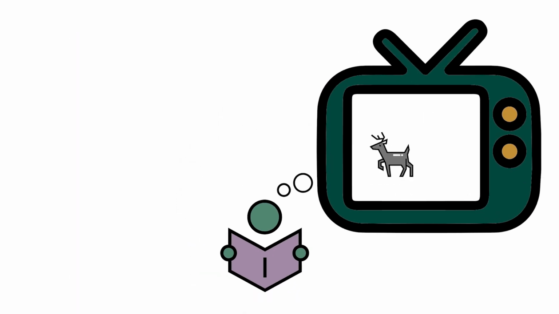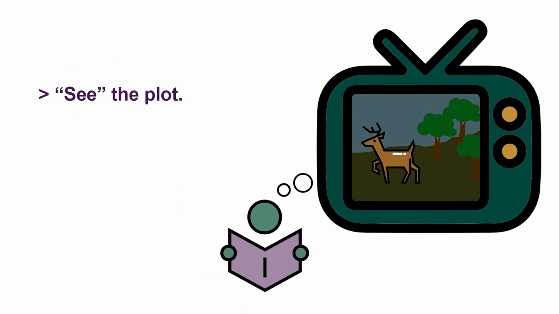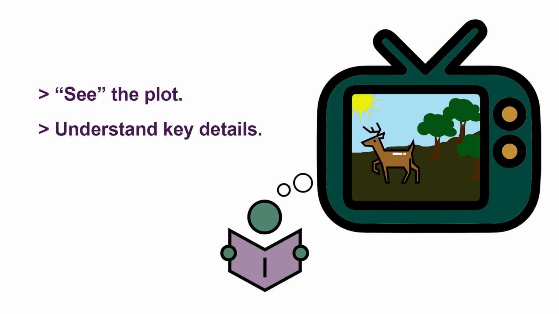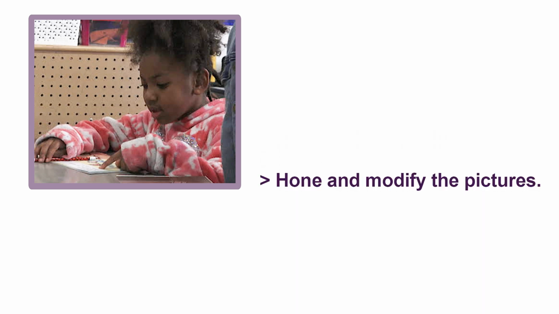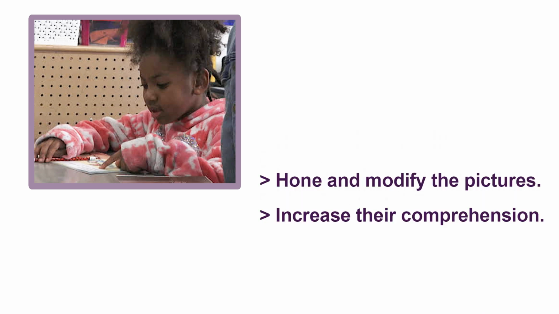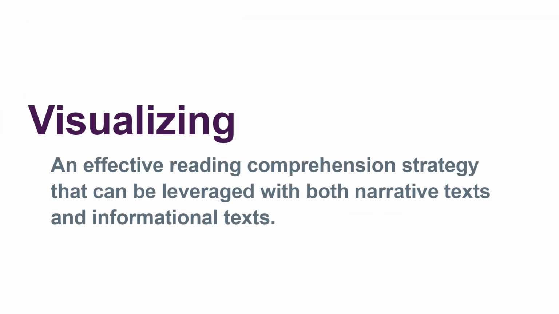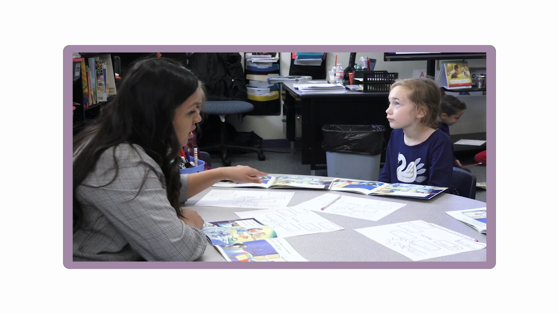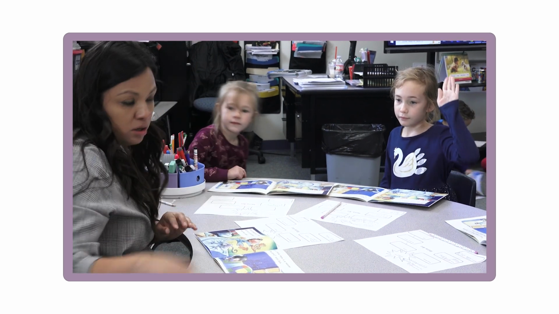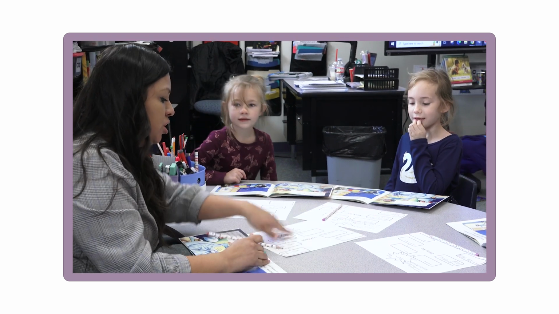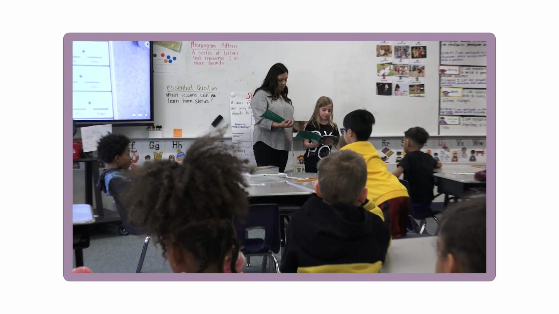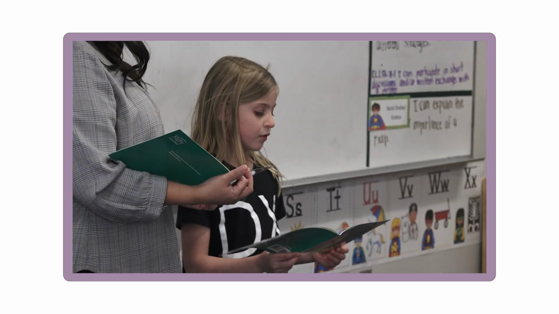Like watching TV, the better they can see the plot play out in their minds, the more they can feel like they are part of the story and can better understand key details. As students read, they can hone and modify the pictures in their minds, which will in turn increase their comprehension of the text. Visualizing is an effective reading comprehension strategy that can be leveraged with both narrative texts and informational texts. Our role as teachers is to help our students develop and strengthen their ability to visualize what they are reading on their own, which requires both explicit instruction and support.